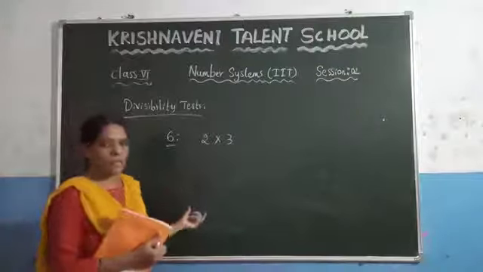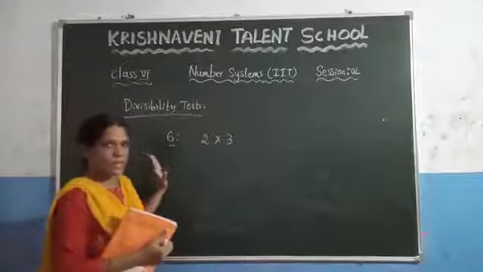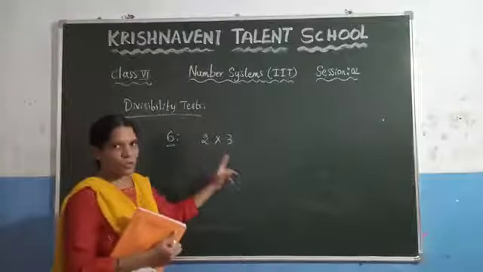So if you want to check whether a given number is divisible by 6, you just need to check that the number is divisible by both 2 and 3.